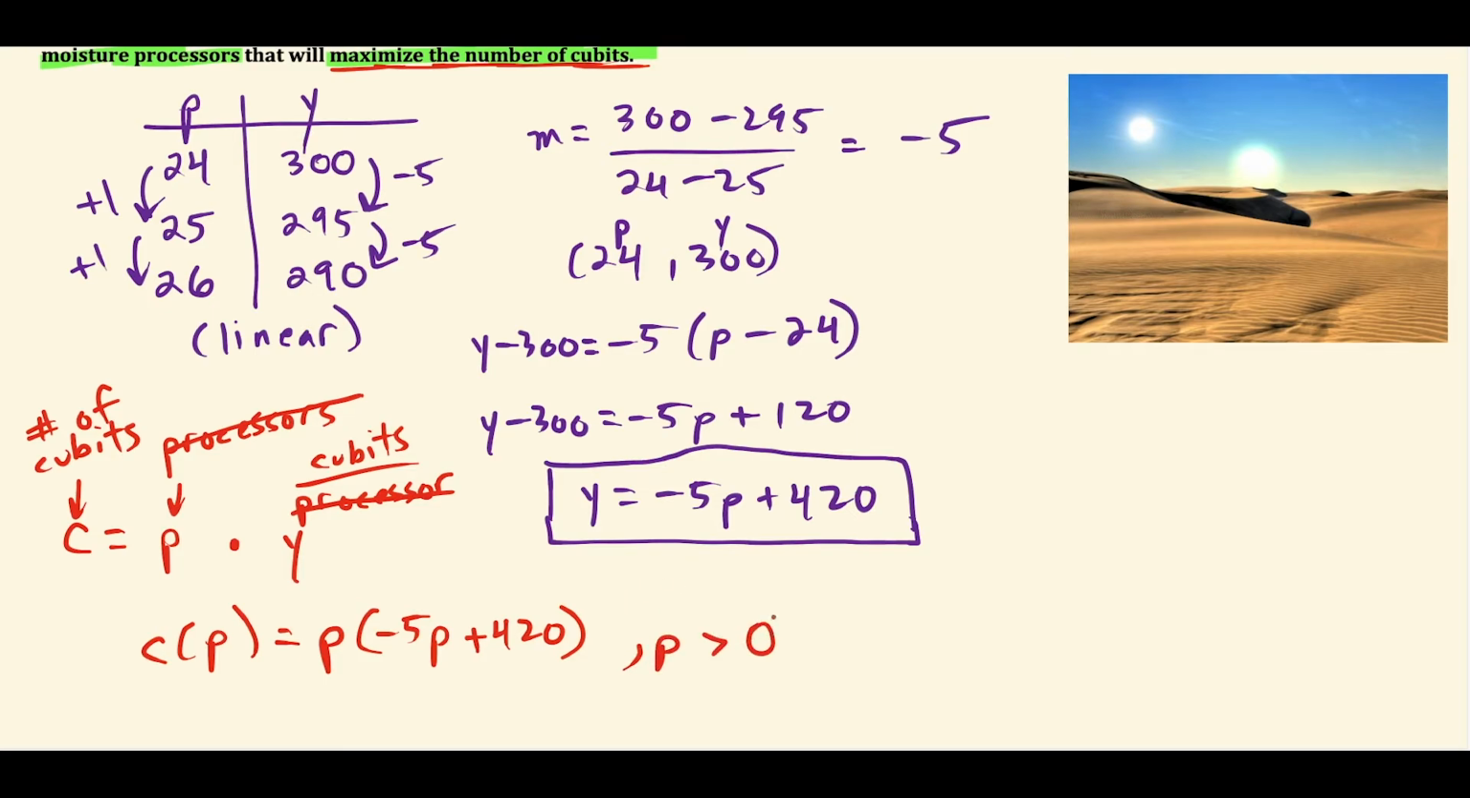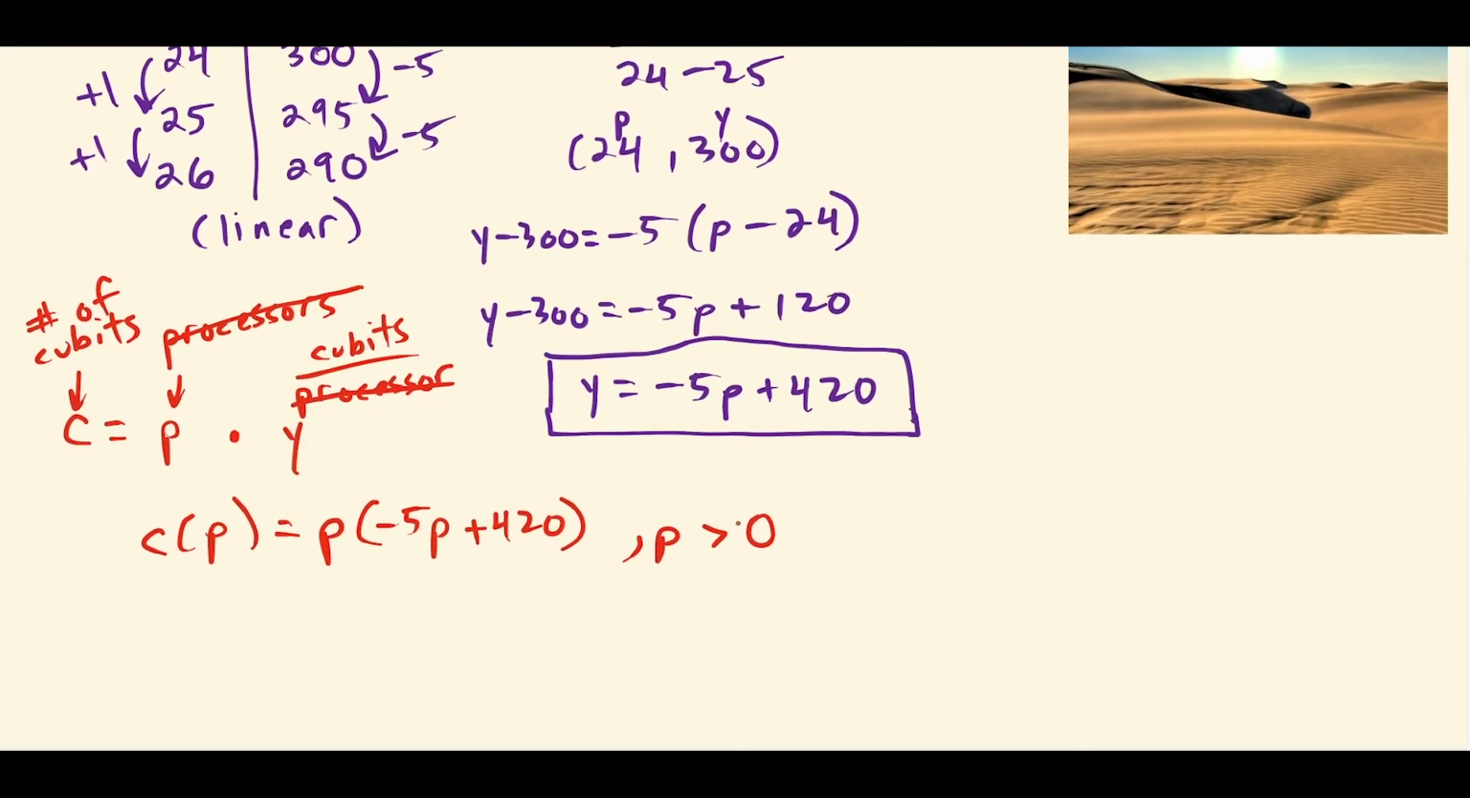And I could specify a domain here. This only makes sense if we say P is greater than 0, because if P is the number of processors, they're not going to have no processors or negative processors. They're actually trying to get moisture out of their moisture farm. So now we go forward with this.